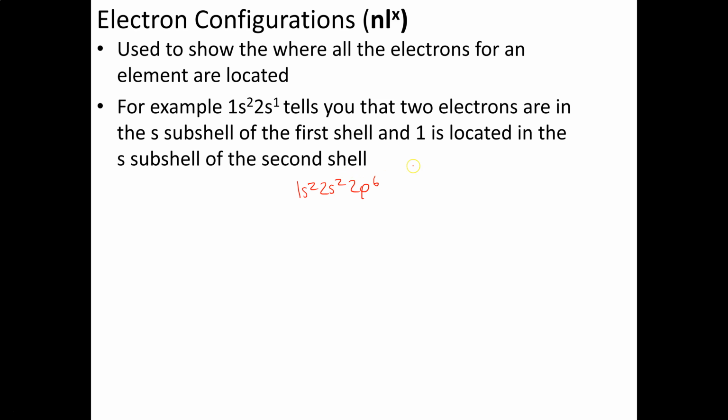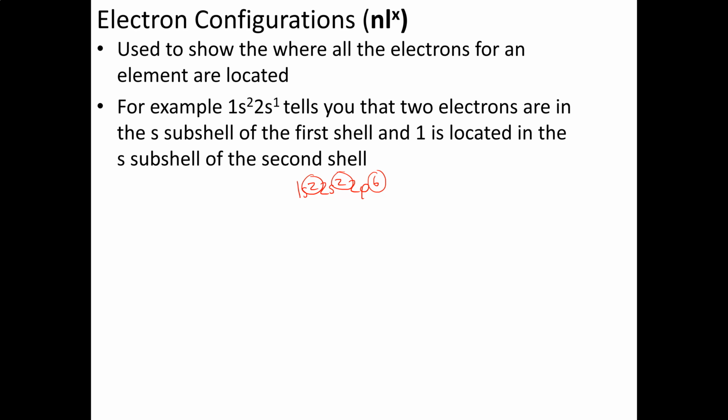So the second shell has an s and p subshell. The s can hold 2 electrons. The p can hold a total of 6 in this situation. So that's what I'm basically telling you, just how many electrons are located in each place. That's all electron configuration information gives you.